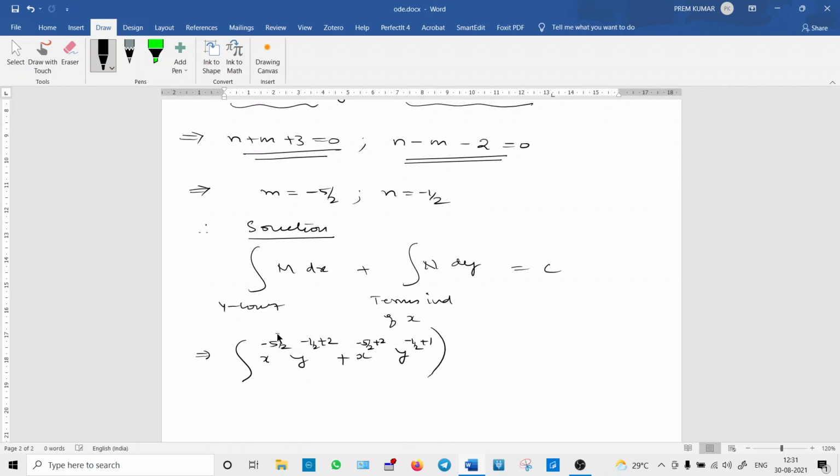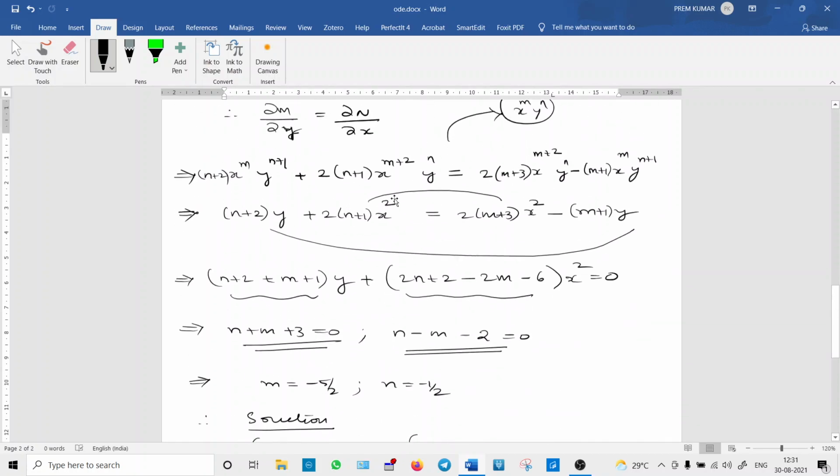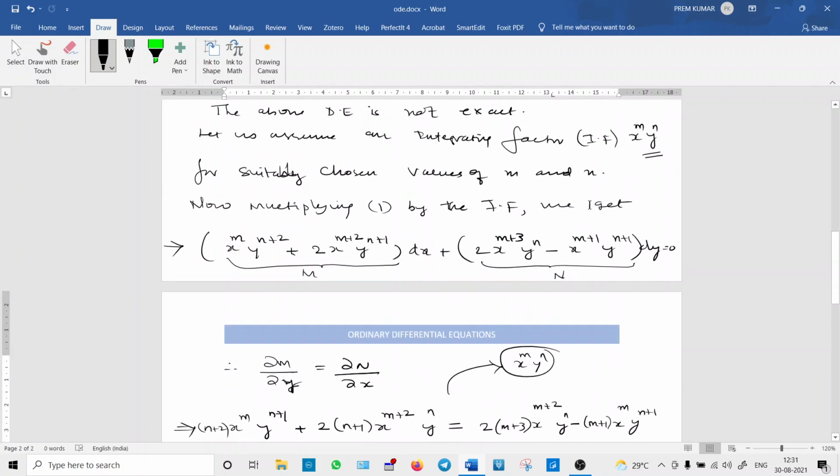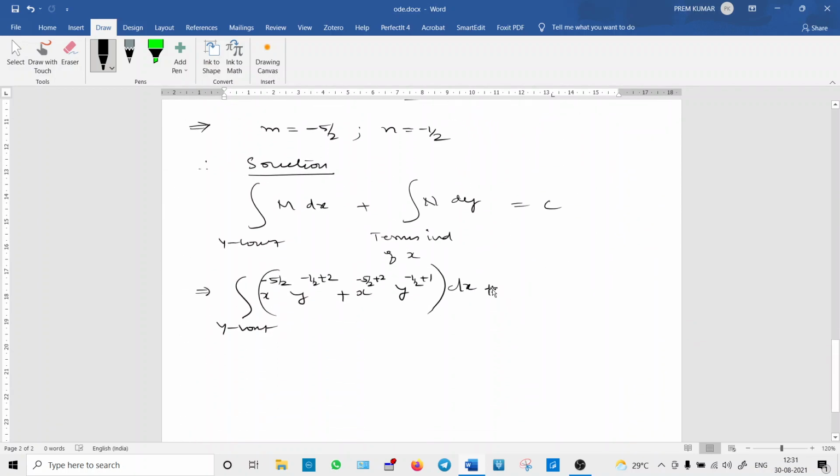So this is M. We are going to integrate partially with respect to x, keeping y as a constant. Now the terms of N which are independent of x: no term is independent of x, everything is in product with x. So this second term we cannot find, so just do it and equals a constant, that's all. So now we are going to integrate with respect to x, keeping y as a constant.